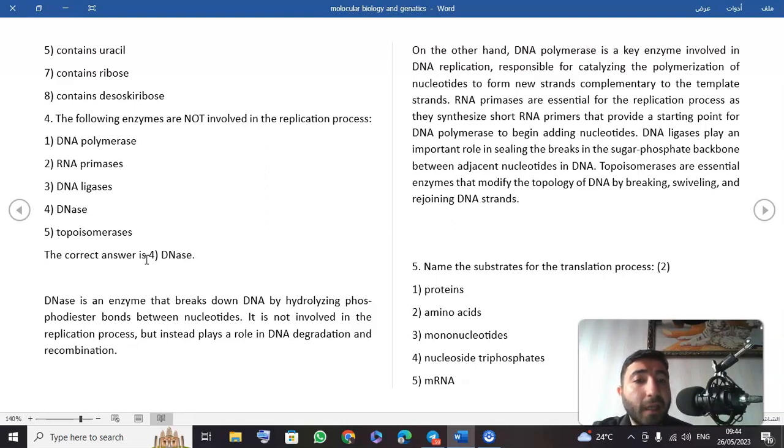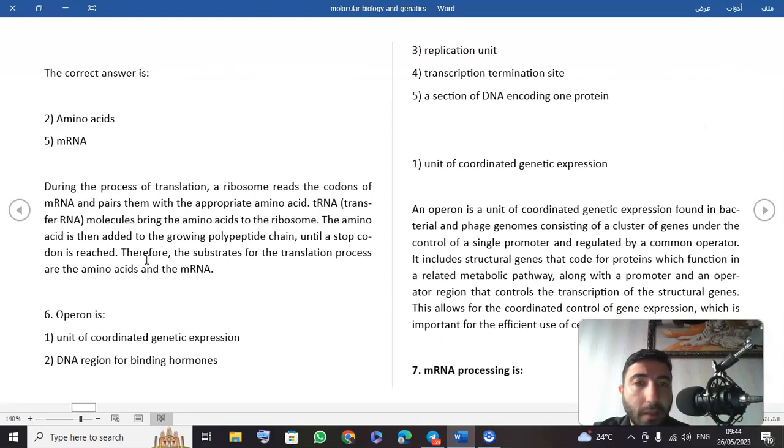Question number 5. Name the substrate for the translation process. The correct answer is amino acids and mRNA, because during translation, ribosomes read the codons of mRNA and pair them with the appropriate amino acid. tRNA, transfer RNA molecules, bring the amino acids to the ribosome. The amino acids are then added to the growing polypeptide chain.